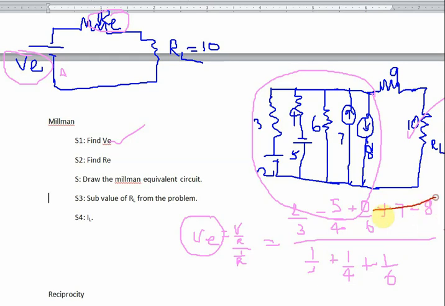For RE, the numerator you are going to erase totally and write it as 1. So it is 1 divided by 1 by 3, 1 by 4, 1 by 6. This is the answer for RE. Call this B. Then substitute B here.